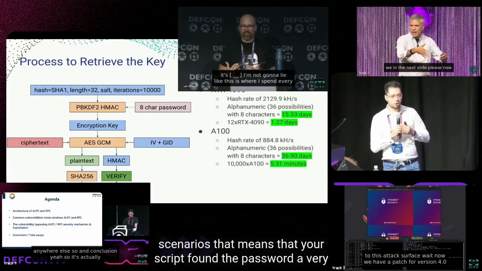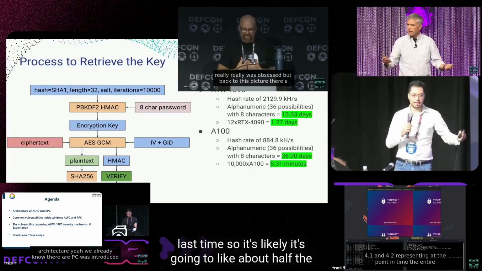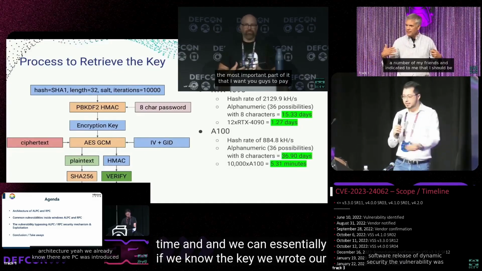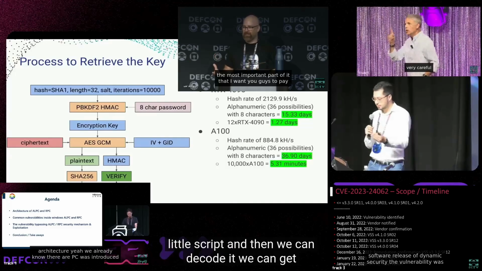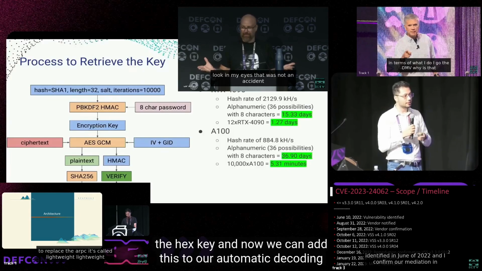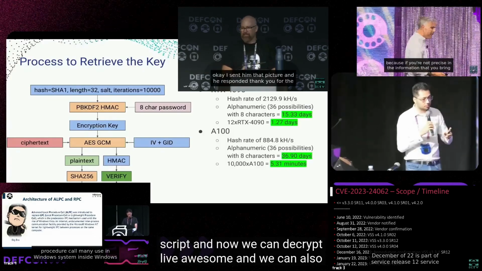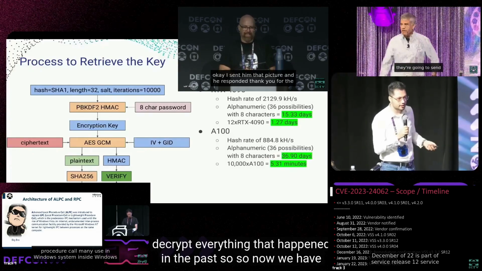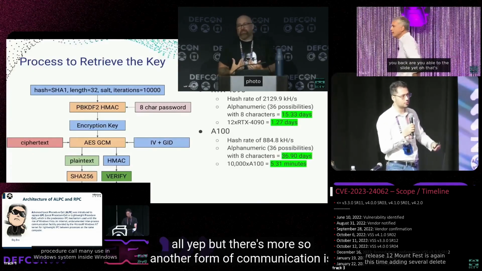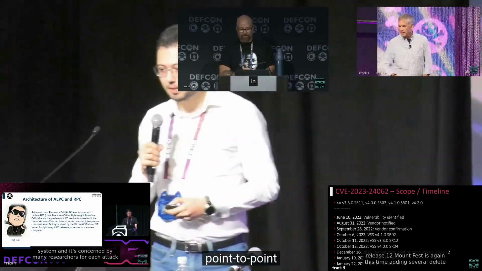Now we look at more well-funded adversaries. The A100 is used by ChatGPT, neural nets, AI, that's the whole thing now, right? This one card is actually worse, but if you have 10,000 of them, you can figure it out in 5.31 minutes. It's important to note that all of these are kind of worst case scenarios. That means that your script found the password the very last time. So it's likely going to be about half the time.